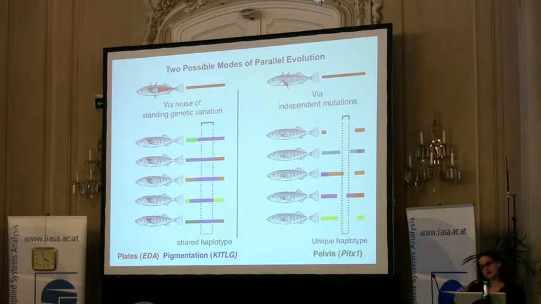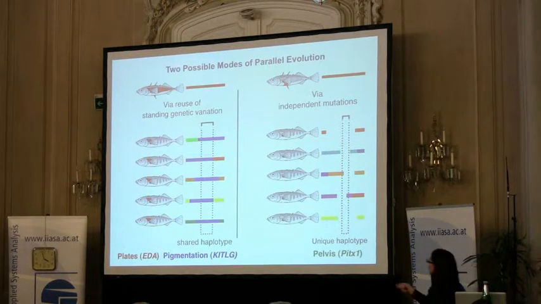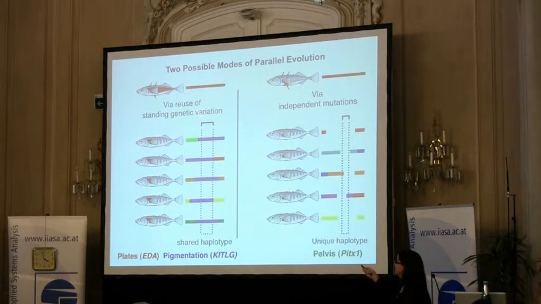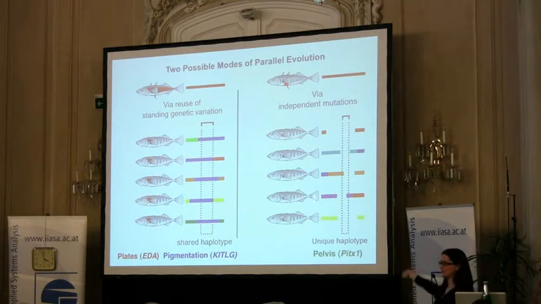Okay, so I'll be right up front and tell you that it's very, very expensive genomically to look for this kind of signature. Today I'm going to tell you about a genomic project we're doing, just concentrating on this parallel evolution via reuse of standing genetic variation.